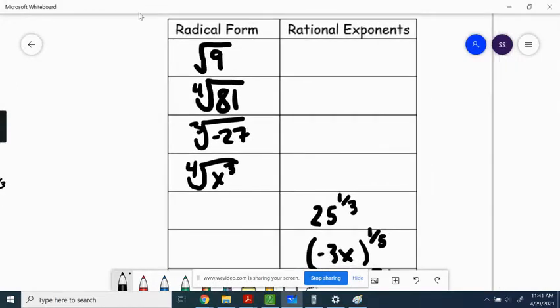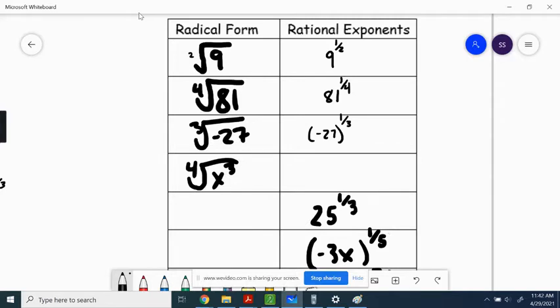So we have the square root of 9. We already said that there's technically a 2 here. So this is just 9 raised to the 1/2 power. And then we have the fourth root of 81. That's 81 to the 1/4 power. And we have negative 27. So it's important if we're raising that to a power, we put this in parentheses. This would be negative 27 to the 1/3 power.